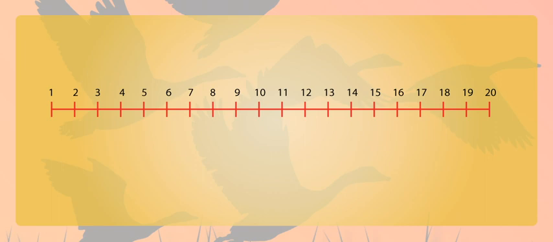Here's a number line that shows the numbers from 1 to 20. This is what skip counting by fives from 1 to 20 looks like. 5, 10, 15, 20. Notice how the numbers 5 and 0 repeat. This pattern continues with skip counting beyond 20.